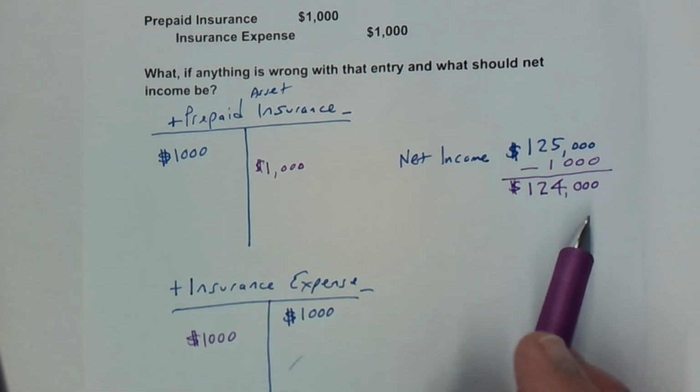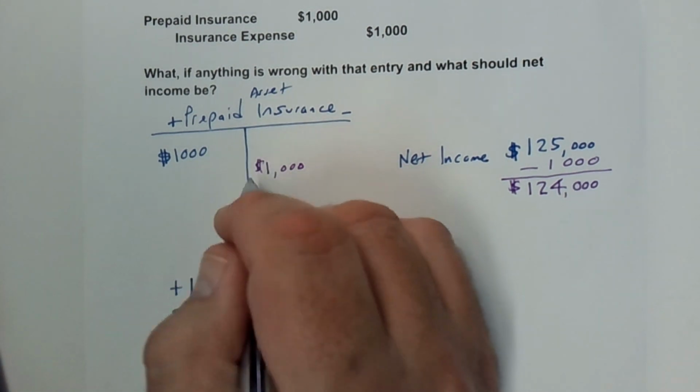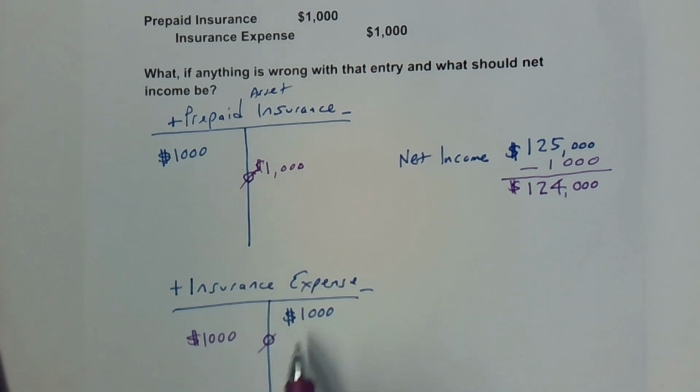It's not correct because if you look at this, all we've done is we've credited here insurance expense for 1,000, and then we corrected it by debiting insurance expense for 1,000. That is a net zero, which is not correct because we actually used up some insurance. Likewise, prepaid insurance, the net effect of this is zero.